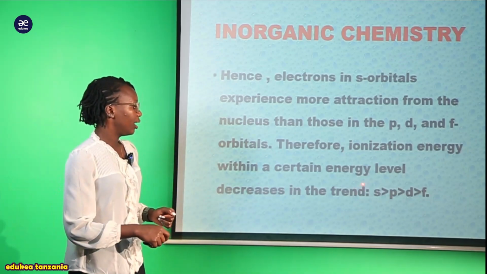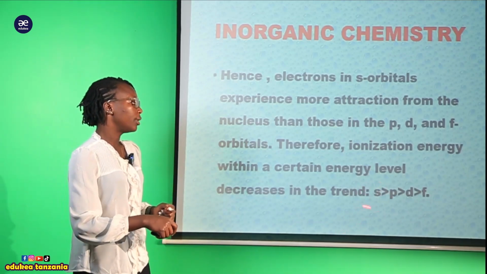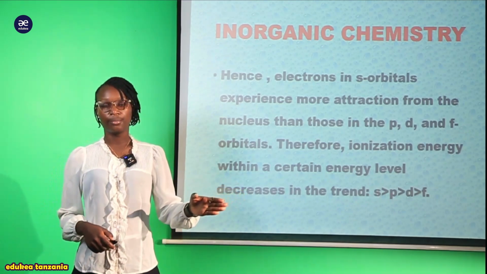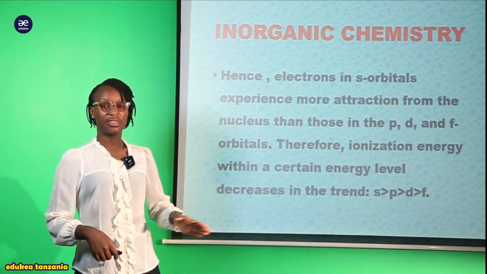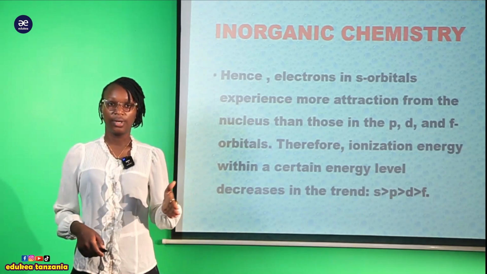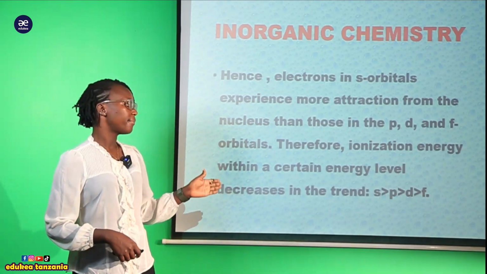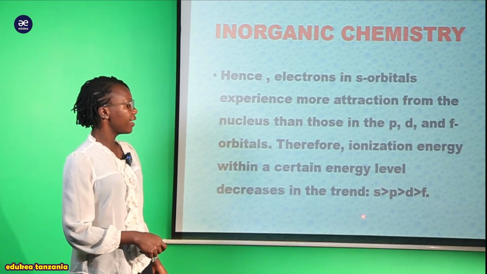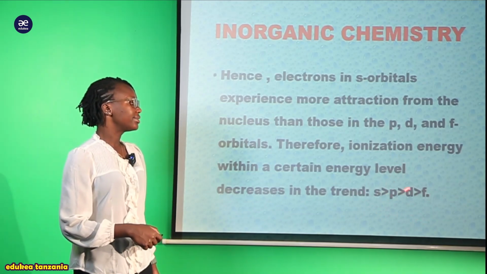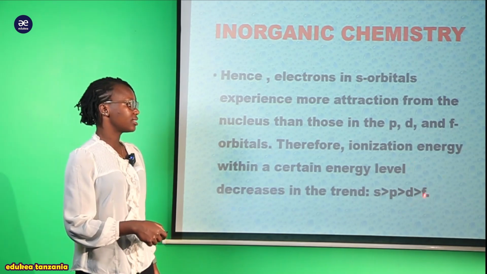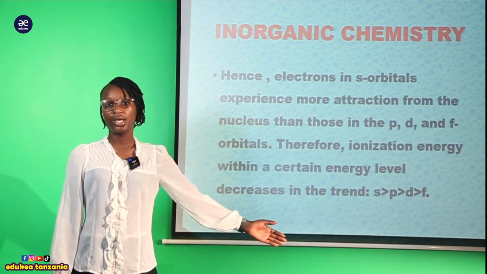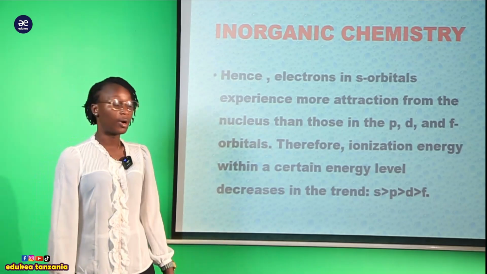Kwa hiyo utaona kwamba s ni mkubwa kuliko p. Hii alama hii kwamba huyu aliyechomwa ndo mdogo. This is mathematical symbols. I think it's clear for you. Anayechomwa huwa siku zote anakuwa ni mdogo kuliko yule ambaye hajachomwa. Kwa hiyo utaona huyu s orbital is greater than p, lakini p pia ni greater than d, but d is greater than f. Kwa hiyo huyu f ndio finally kabisa ndio wa mwisho. Kwa hiyo hii ndio trend itakavyokuwa.